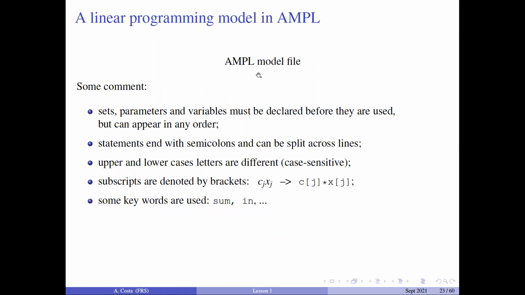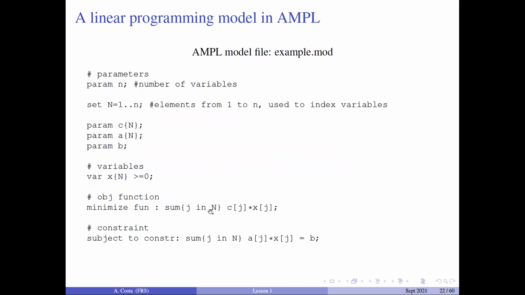So just some comments here. As I say, the sets, parameters, everything must be declared before they are used. Okay, this is about statements. Fine, you can split. What is interesting is this expression, right? c j, where you have the sum over j, you will have the objective function as I showed you before. And then sum and in are two other keywords. Sum is the sum, and in you are basically saying that you are summing for j in this set.